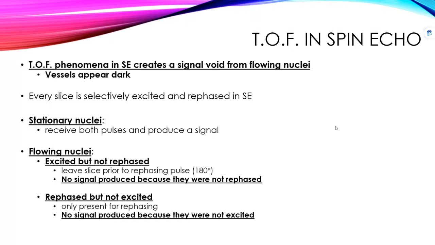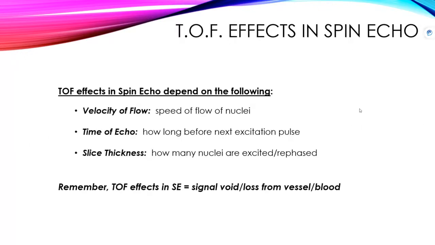Notice that in the top box, or in the top vessel, the nuclei is present for both excitation and rephasing. So then it's going to create a signal. In the middle one, the nuclei is only there for excitation but not rephasing, so it's not going to create a signal. And in the bottom one, they're not there for excitation, but they're in the slice for the rephasing, so therefore no signal. So that is what occurs with time of flight and spin echo.